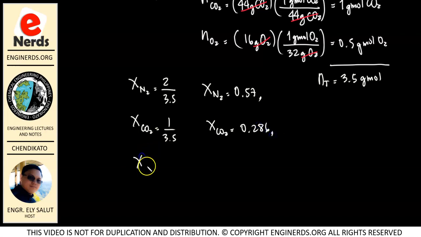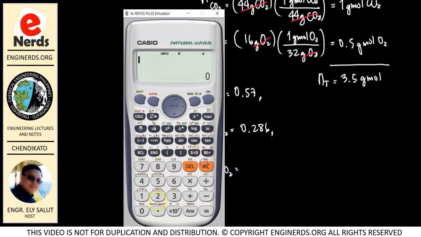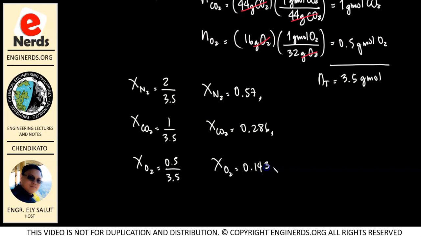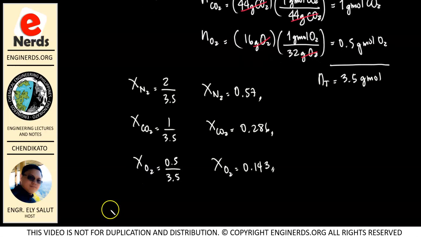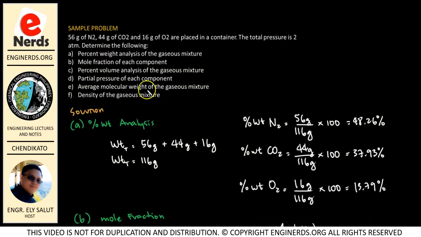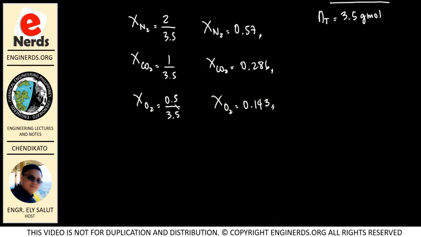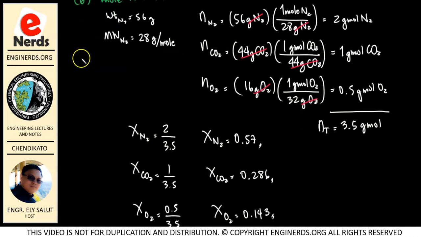And then, yung mole fraction ng ating O2 is equal to 0.5 divided by 3.5. So, our mole fraction of O2 is equal to 0.5 divided by 3.5, which is equal to 0.143. Okay, so, nasagutan na natin yung B. Meron na tayong mole fraction ng lahat ng ating component. So, now, let us answer C. C is the percent volume analysis of the gaseous mixture.